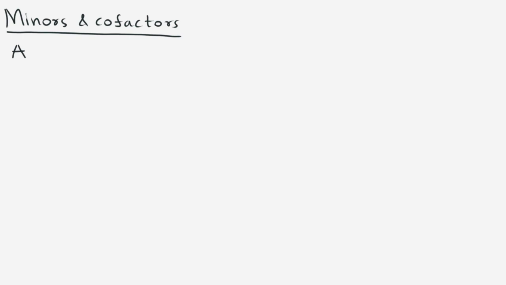Okay, so the next topic is minors and cofactors. This is a very interesting one. First, let's see what a minor means. If we have a matrix A equals Aij, and let's say this is a square matrix, some n by n square matrix.